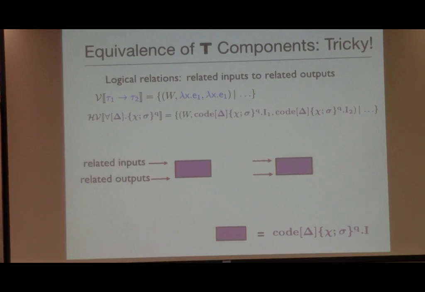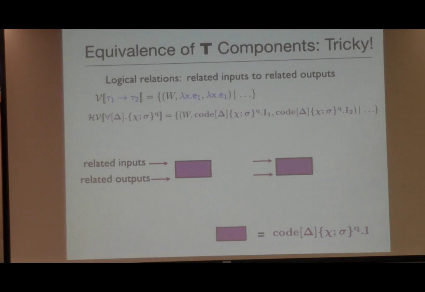Here's the thing, I want to be able to define a logical relation that lets me talk about equivalence of assembly level components. What is an assembly level component? What's a component in assembly? I showed you a slide. It's a bunch of basic blocks, right? Some of them might be in the heap. So a component in assembly is not one basic block.